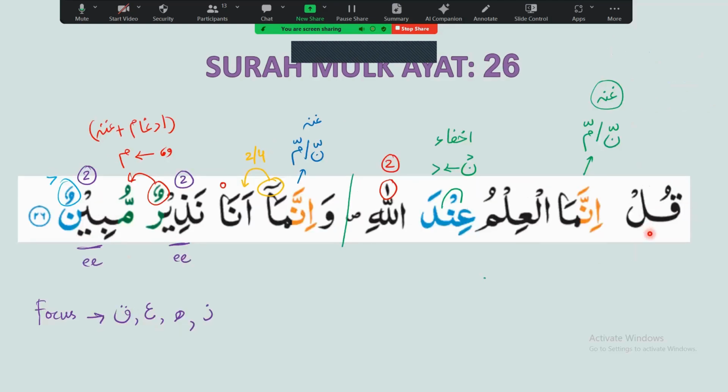Qul innama al-ilmu. Qul, the Qaf letter, the heavy one. Qul innama. This word has a noon tashdeed. Whenever there is noon tashdeed or meem tashdeed, we do ghunna. Ghunna means that we stay for a bit on the letter noon sound, or if there is a meem with a tashdeed, we stay on them and we make a nasal sound. So we say innama, right?